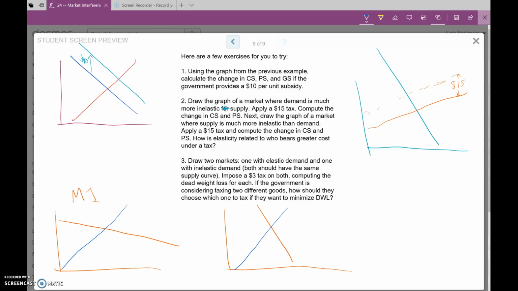So think about these 3 questions. We will go over them in class when we have lecture next. But these are some key concepts about change in surplus and government interventions.